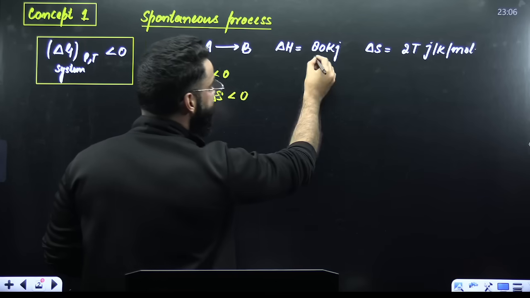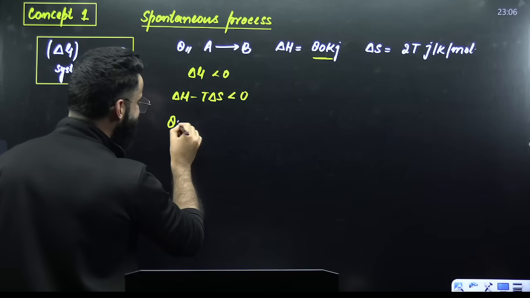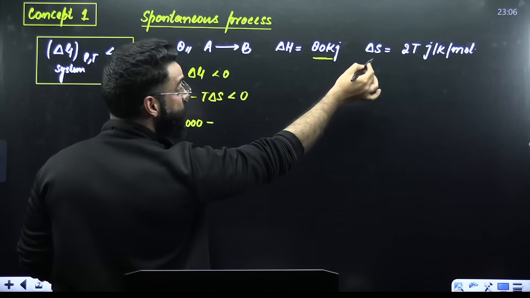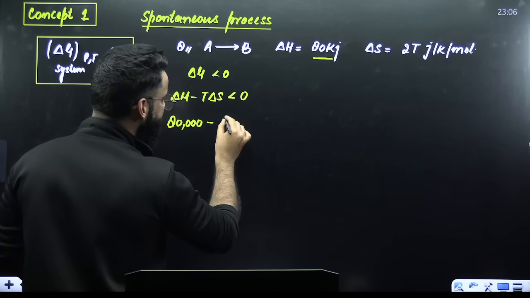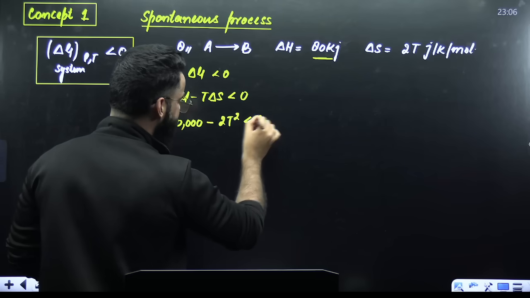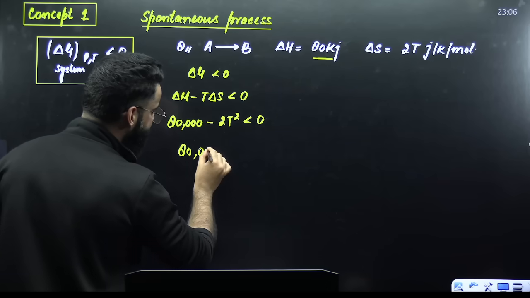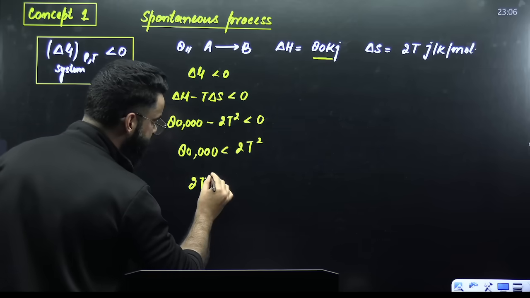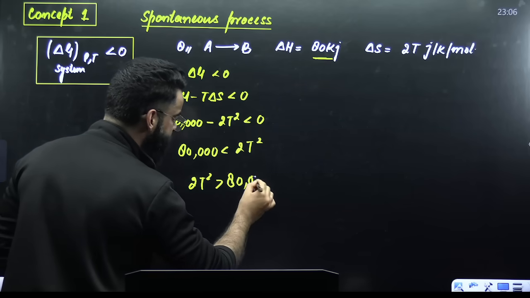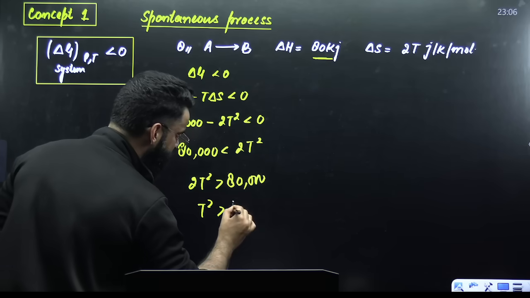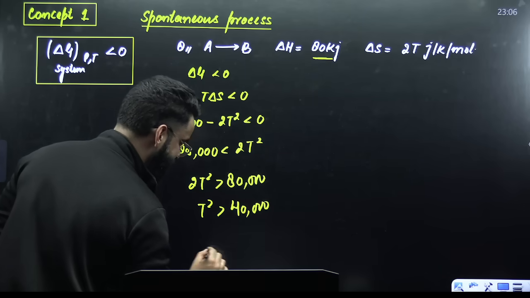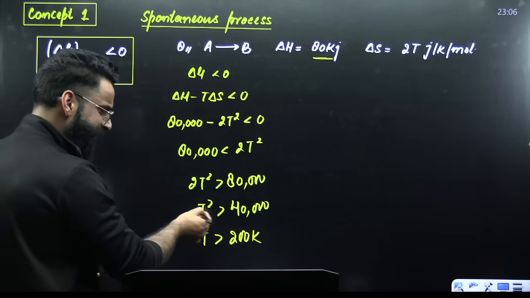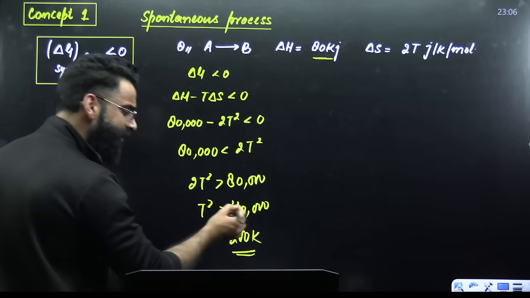Delta H value is given as 80 kilojoules, which means 80,000 joules, minus delta S, which is given as 2 times T. 2 times T into T becomes 2T square. It should be negative. Or I can say 80,000 should be less than 2T square. Or I can say 2T square should be greater than 80,000. Or T square should be greater than 40,000, which tells us that temperature has to be greater than 200 Kelvin. Basically, if you take a root on both sides, you'll get 200 Kelvin.